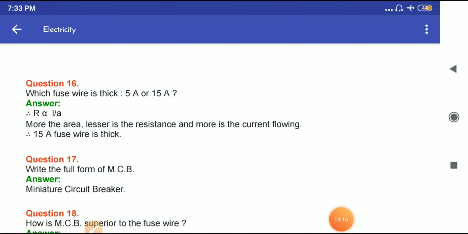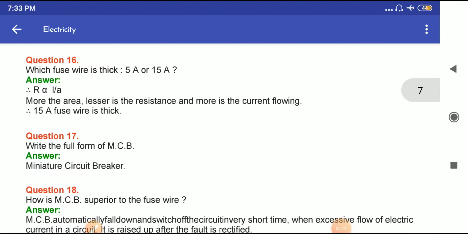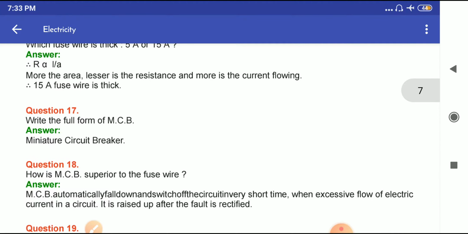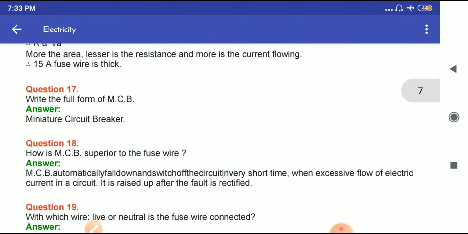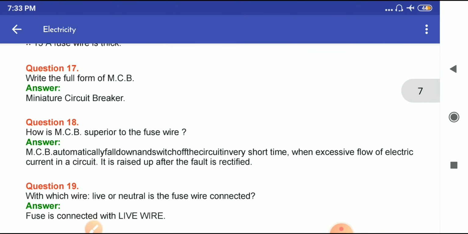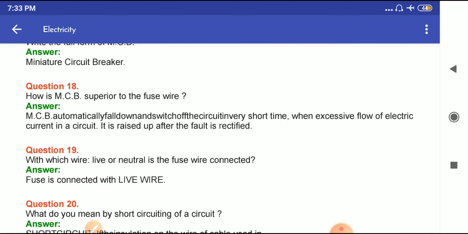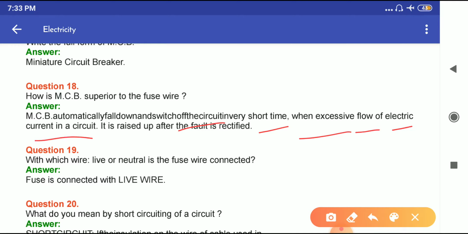Question number 16. Which fuse wire is thick, 5 ampere or 15 ampere? So this is your answer. 15 ampere fuse wire is thick. Now question number 17, write the full form of MCB. Answer, miniature circuit breaker. Question number 18, how is MCB superior to the fuse wire? MCB automatically falls down, switches off the circuit in very short time when excessive flow of electric current in a circuit, it is raised up after the fault is rectified.